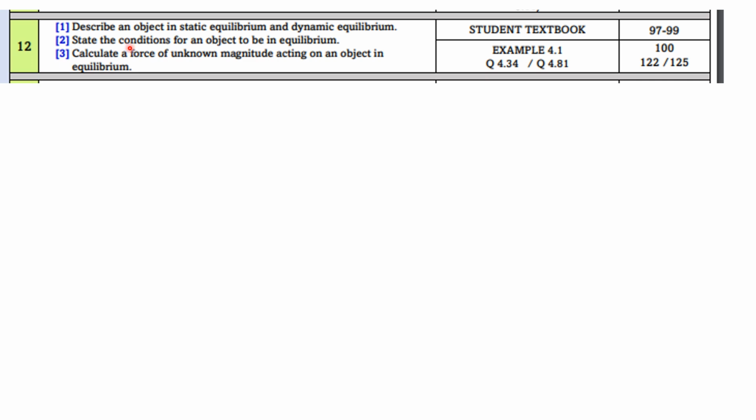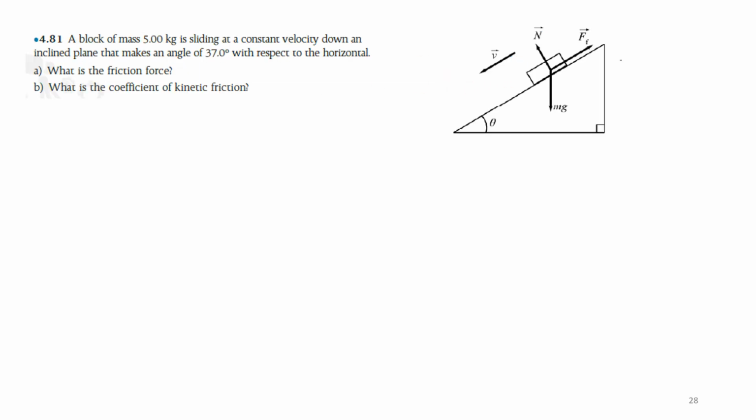Moving on to the next part, here it describes an object in static equilibrium, dynamic equilibrium. So it's about friction. For this one, I choose question number 81. A block of mass 5 kilograms is sliding at a constant velocity down an inclined plane that makes an angle of 37 degrees. So we have an inclined plane of 37 degrees with respect to the horizontal. So what's the friction force in this case?